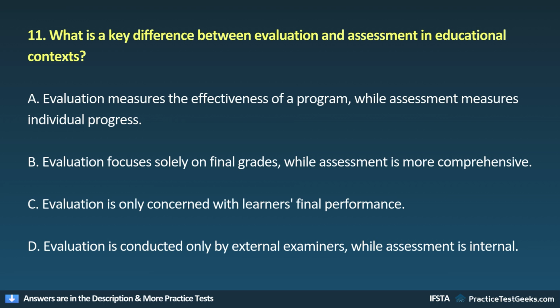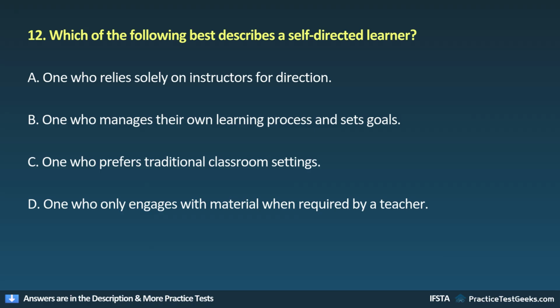11. What is a key difference between evaluation and assessment in educational contexts? A. Evaluation measures the effectiveness of a program, while assessment measures individual progress. B. Evaluation focuses solely on final grades, while assessment is more comprehensive. C. Evaluation is only concerned with learners' final performance. D. Evaluation is conducted only by external examiners, while assessment is internal.